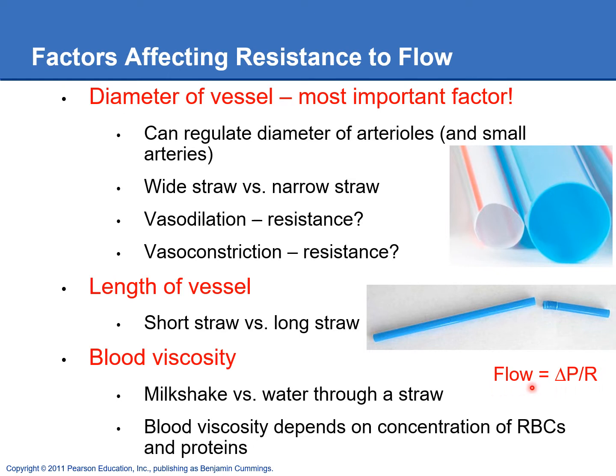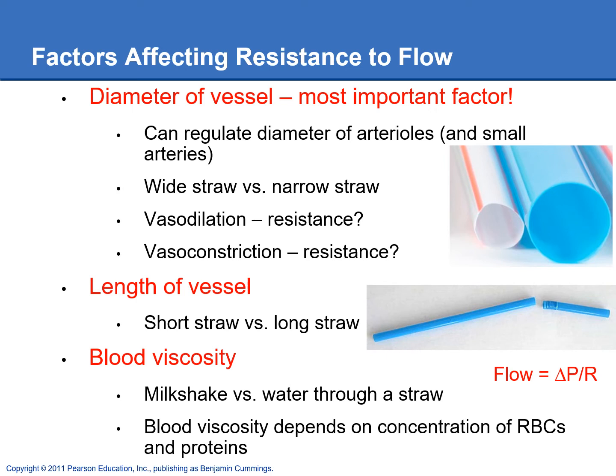And then if you have a longer straw that you're drinking through, or longer blood vessels, you're going to have a longer distance to travel, more resistance to flow, because the blood will have more chance to rub up against the sides. So the longer straw or longer blood vessels have a higher resistance, and that'll decrease the flow.